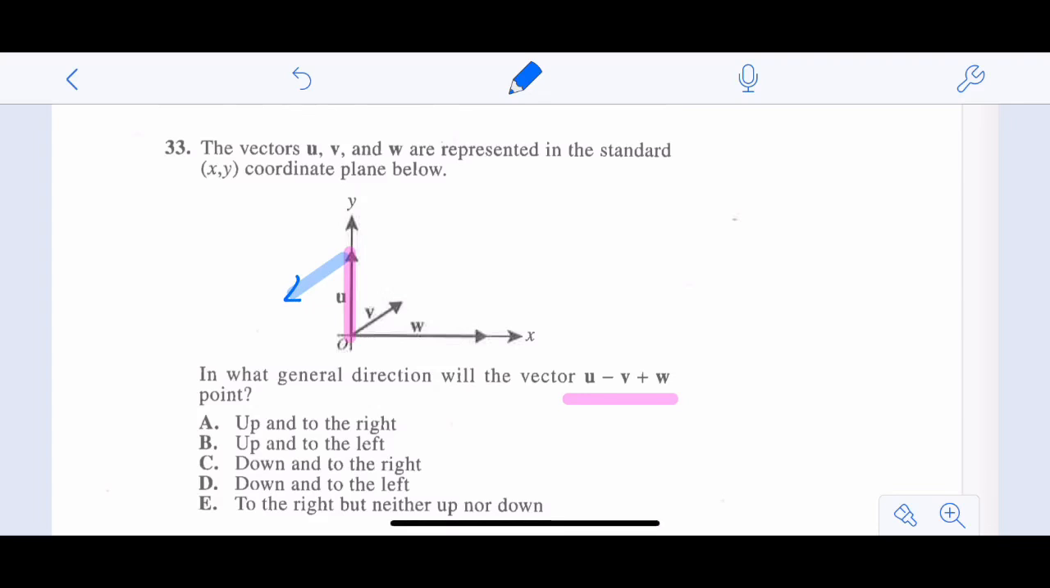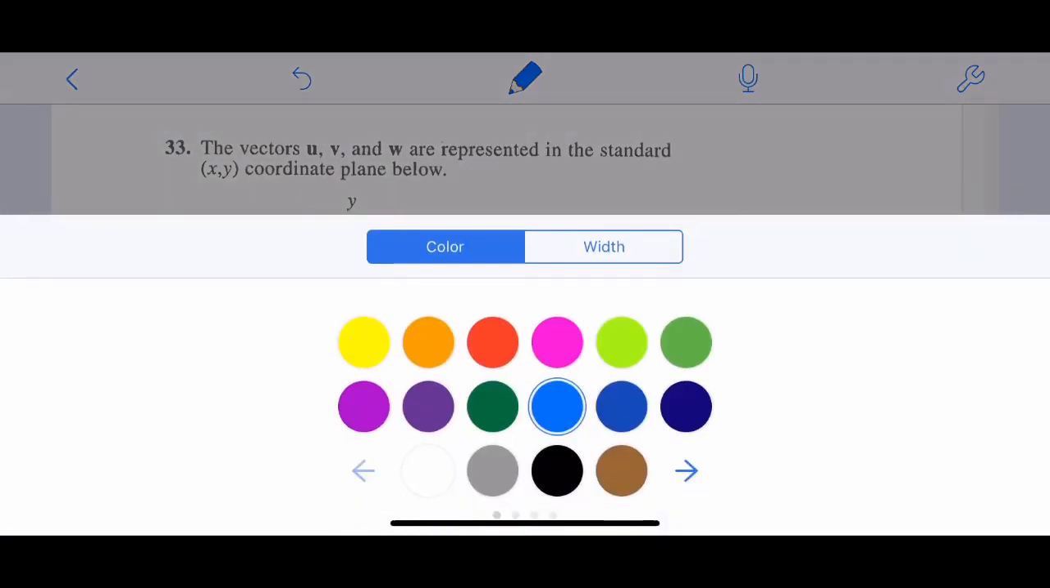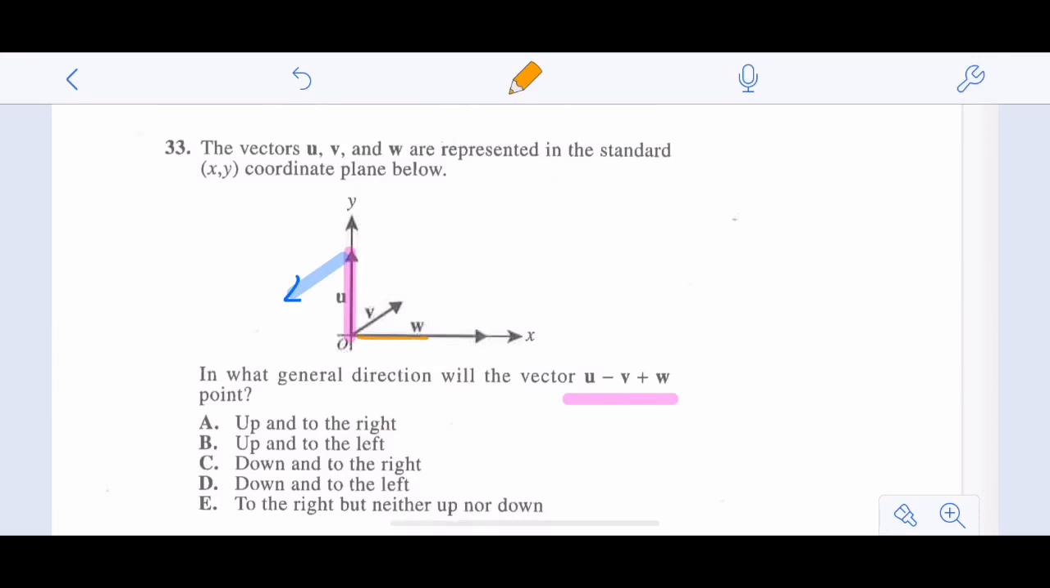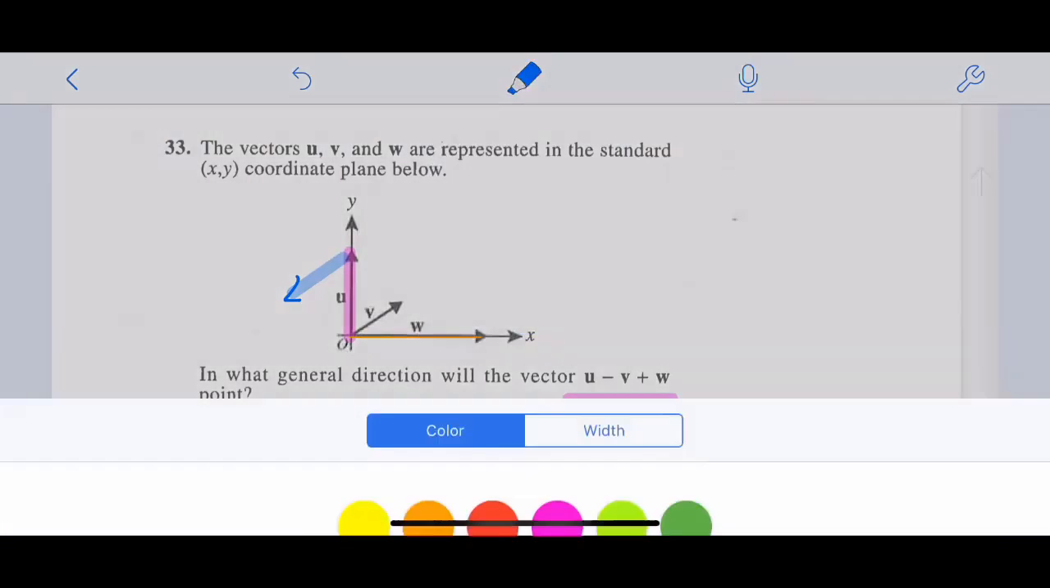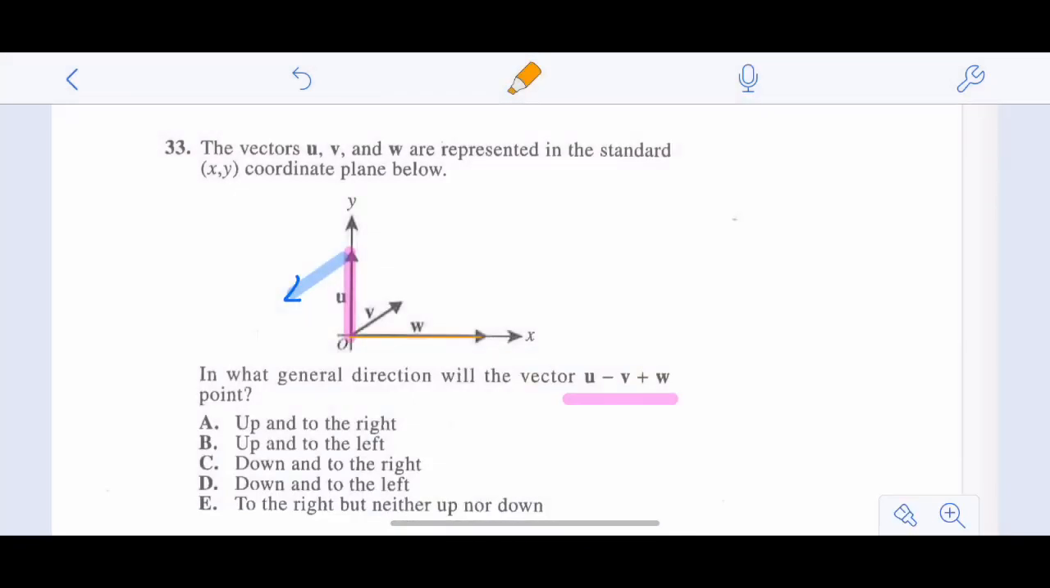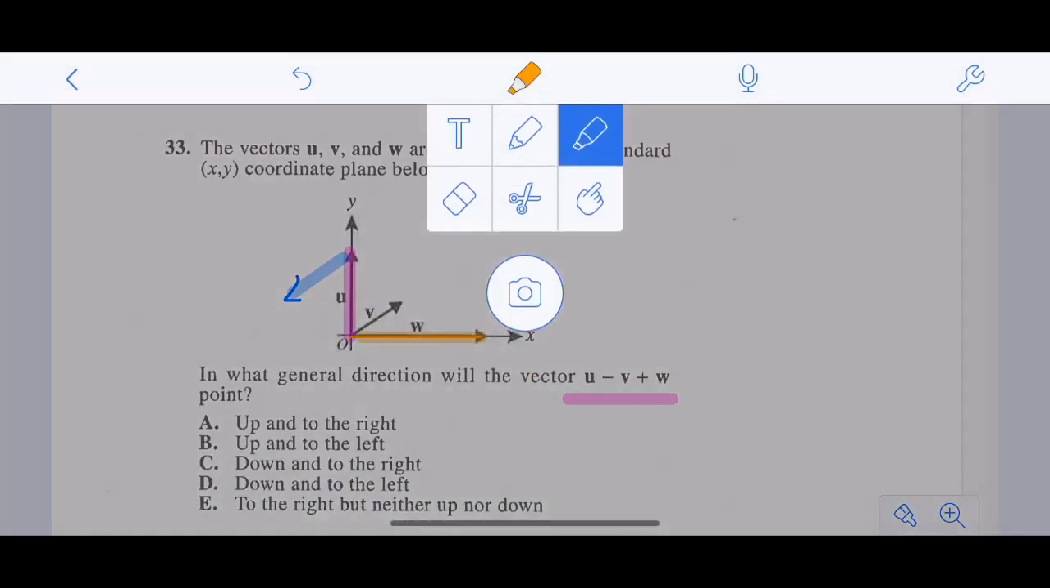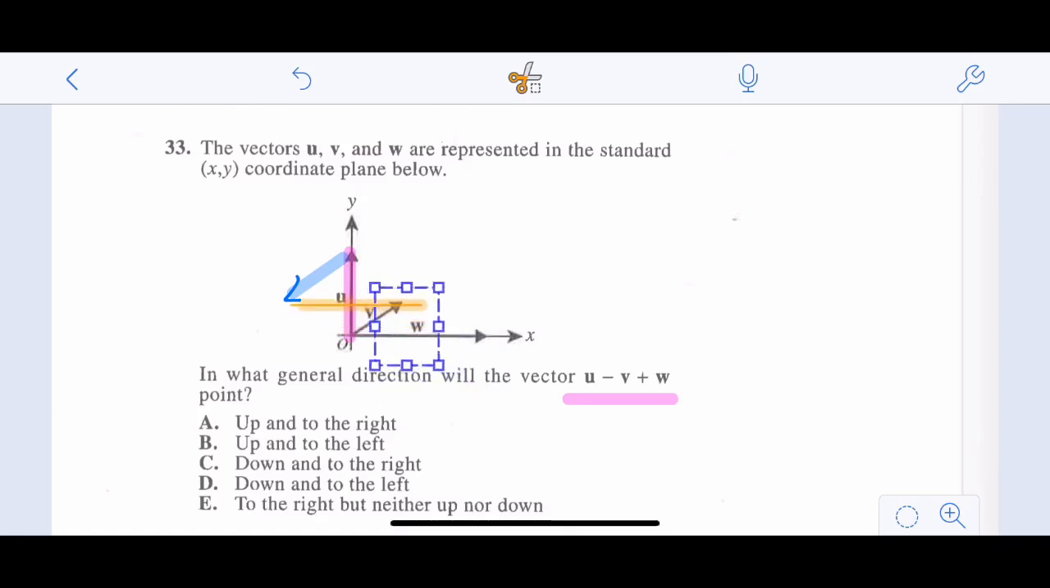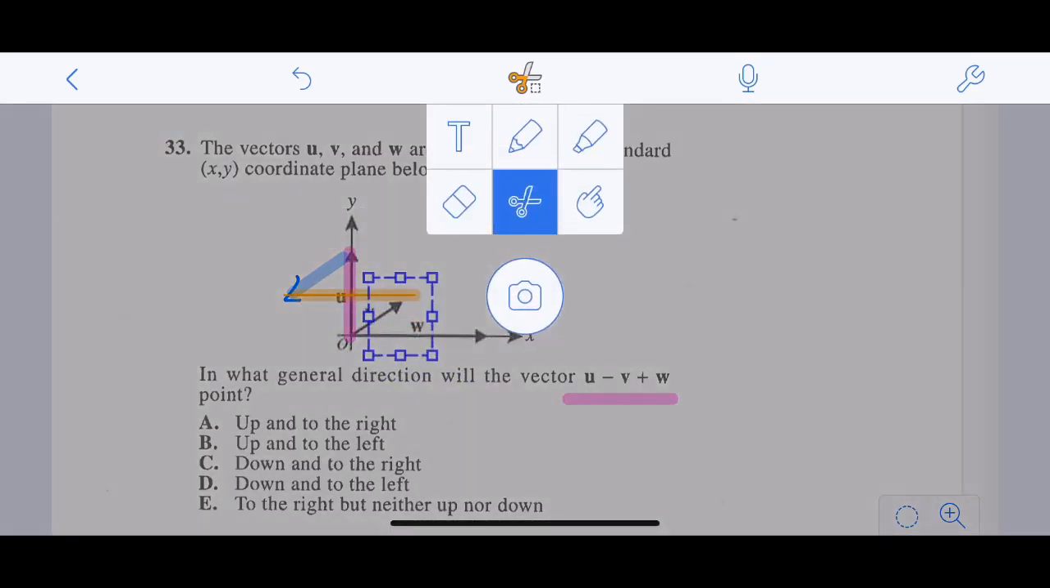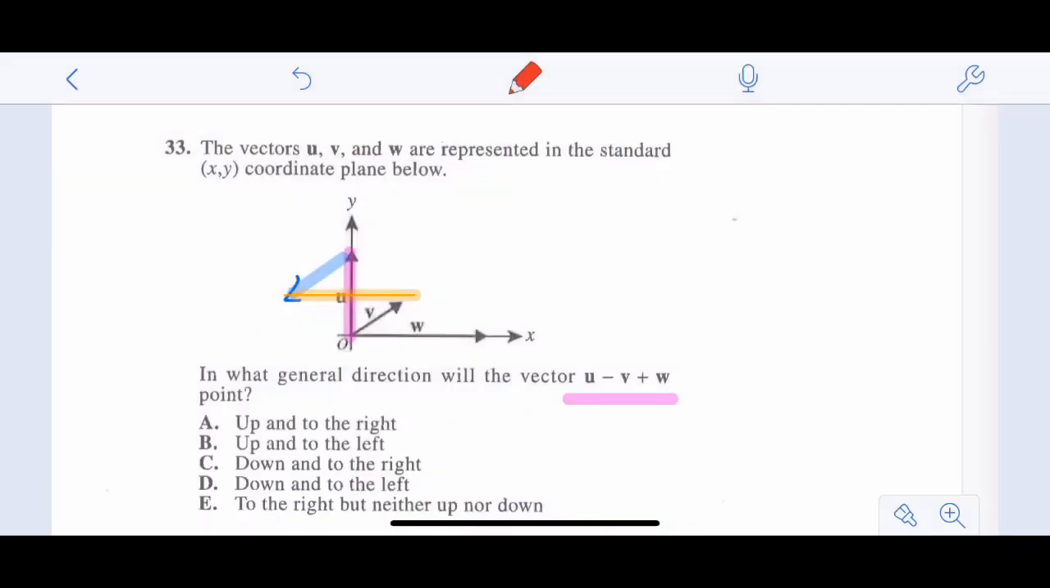U minus V, then plus W, so let's make it orange. So W is here. Let's make that a highlighter, a little easier to see. W, okay. And so then that's going to put that over here. And that means the ultimate direction, so starting the origin to here, will go up and to the right, or choice A.